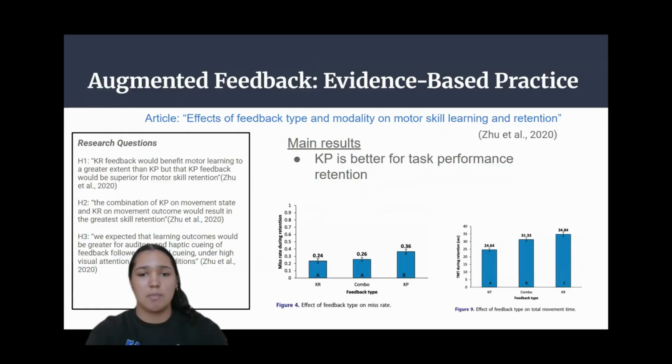So to the left are some of the research questions that they wanted answered. And then the main result or finding was that knowledge of performance is better for test performance retention. And we can see some evidence with these graphs below. So for the miss rate during retention, we can see that KP was greater and better overall compared to knowledge of results and the combination of both.